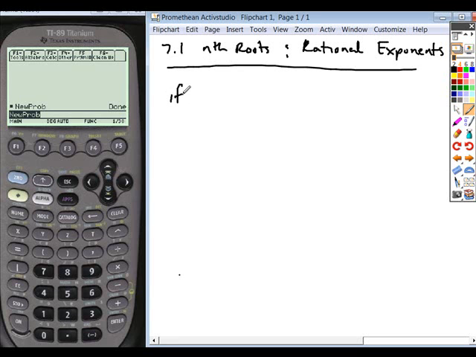If you have the following relationship, okay, so if you know that b to some power is equal to a, then this number b is called an nth root of the value a. In other words, what it's saying is b is equal to the nth root of a. So that's all terminology-wise, if you hear me talking about nth root, that's what I'm talking about.